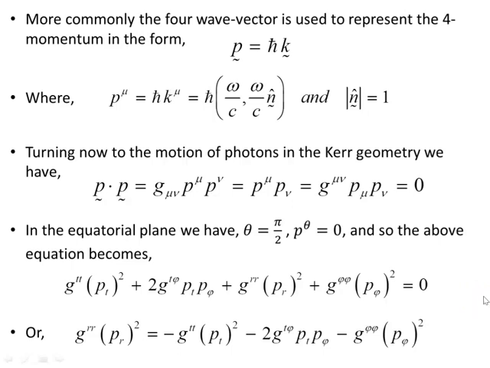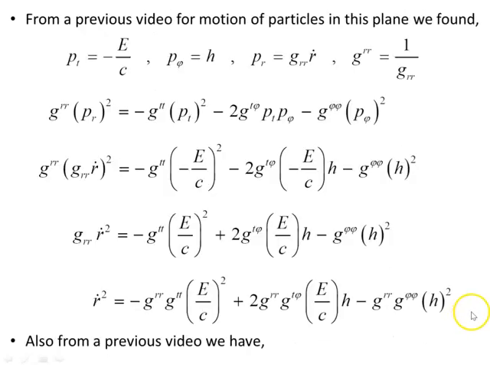Here we go. So from a previous video for motion of particles in this plane, we found that p_t was minus E on c, and p_phi was the angular momentum. This is the angular momentum of the particle in question, in our case the photon today. The covariant form of the momentum component is g_rr r dot. r dot is the contravariant component, and g^rr is 1 on g_rr.